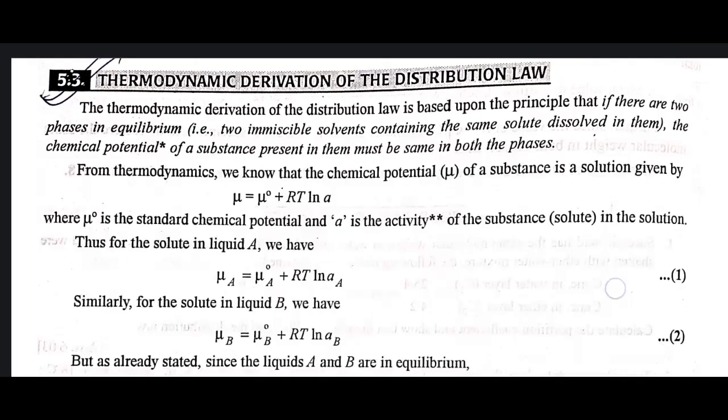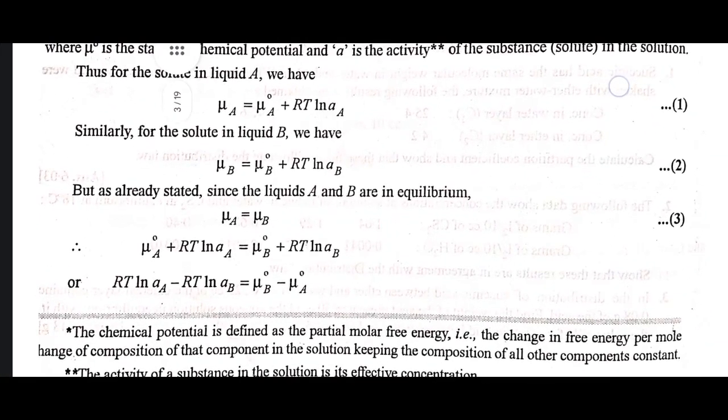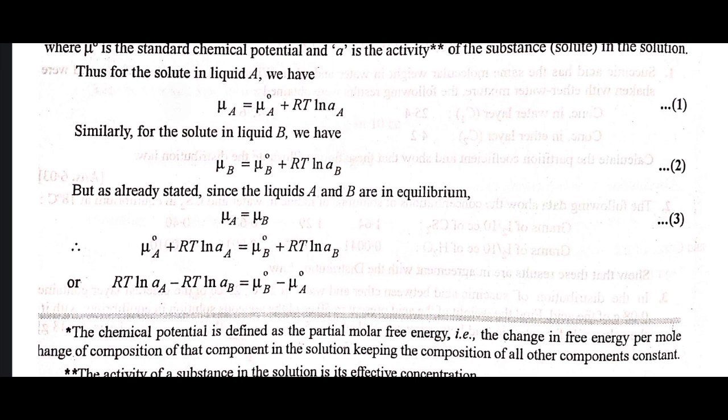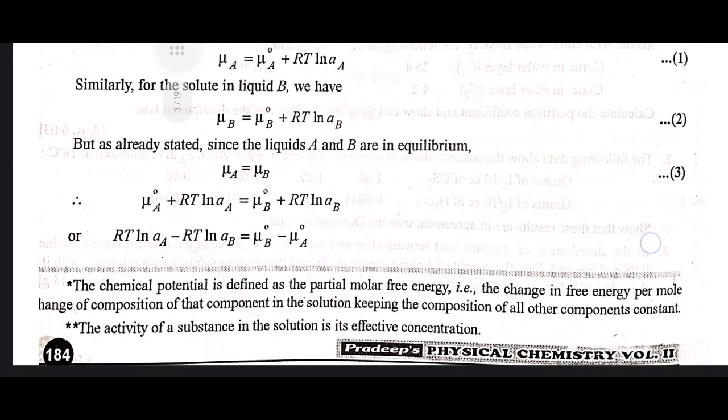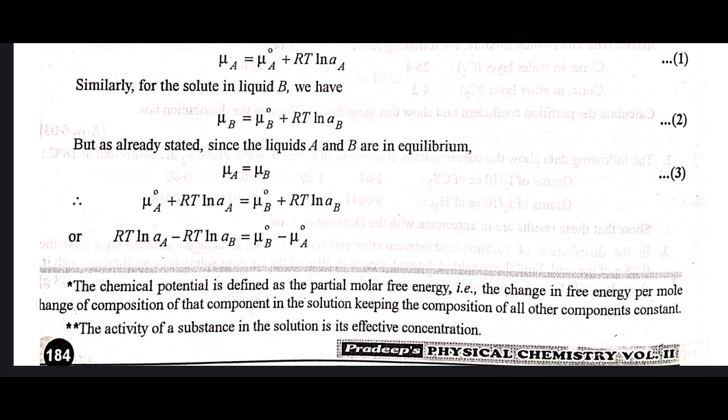But as already stated, since the liquids A and B are in equilibrium, mu A equals mu B. Therefore, mu A naught plus RT log aA equals mu B naught plus RT log aB, or RT log aA minus RT log aB equals mu B naught minus mu A naught.